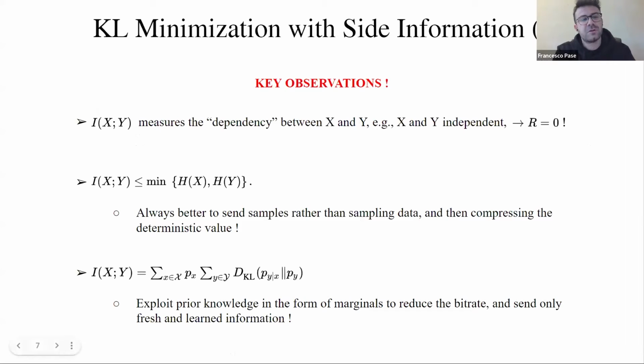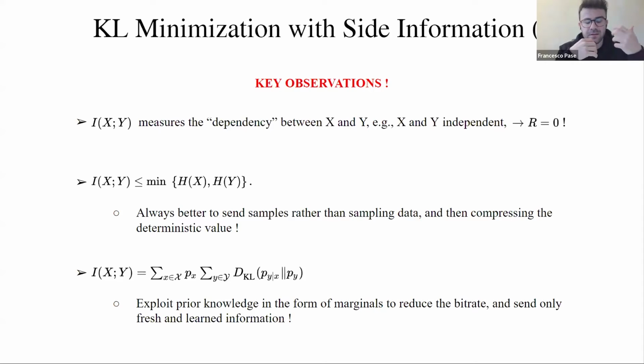The second observation is that this quantity, so this mutual information, is always less than or equal to the minimum of the entropy of x and the entropy of y. Why am I telling you this? Because if we want to use the standard way of communicating updates or data, the one that I showed in the beginning, we know that the minimum rate that we need to reliably send this information over some communication channel is the minimum of these two entropies.